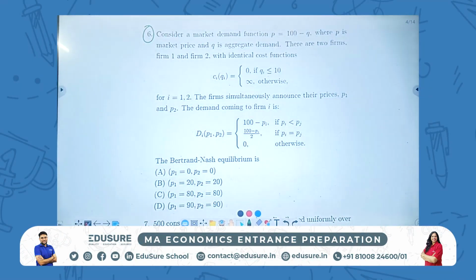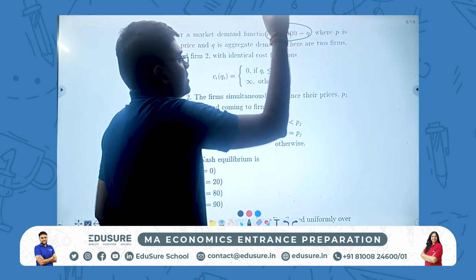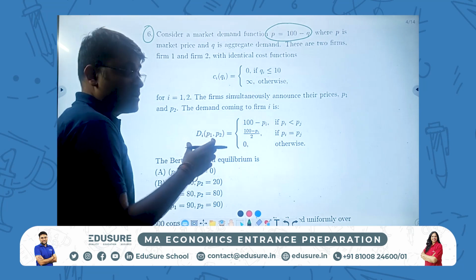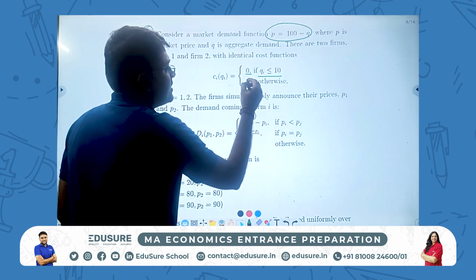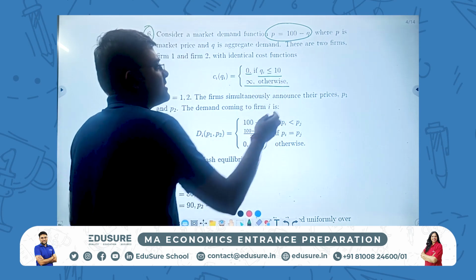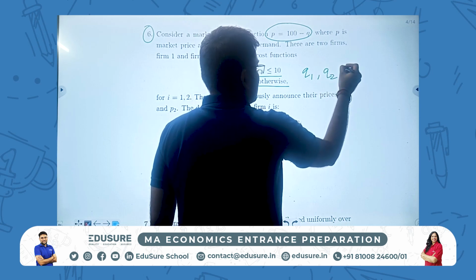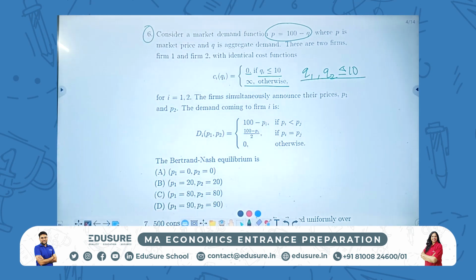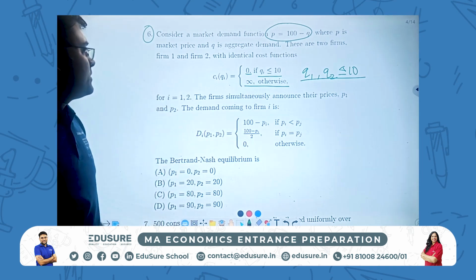2023 PEA question number 6. Consider a market demand function where P is equal to 100 minus Q, where P is the market price and Q is the aggregate demand. There are two firms, 1 and 2, with identical costs. Now the cost function is very, very interesting. The cost is equal to 0 if Q is less than or equal to 10. It is infinity otherwise. So basically that gives us Q1 and Q2 both have to be less than or equal to 10. They will obviously not go beyond the quantity of 10 because the cost becomes infinity in that case, right? So this has to be kept in mind.